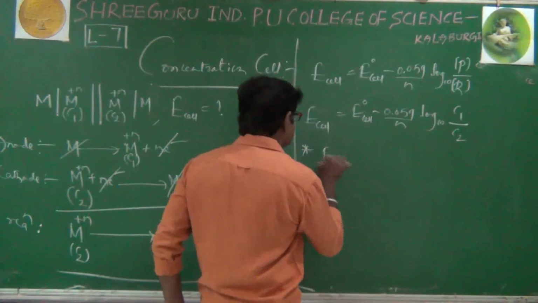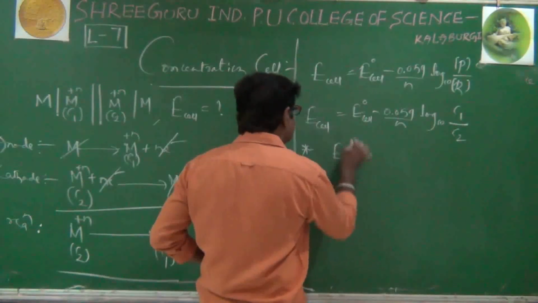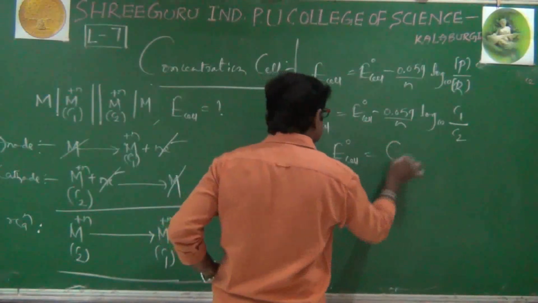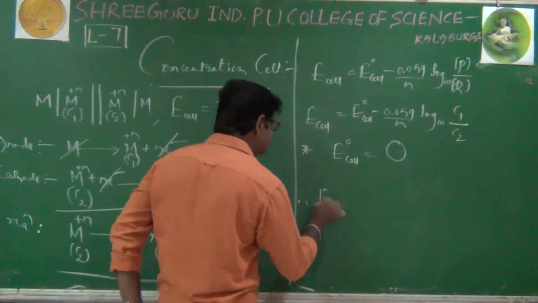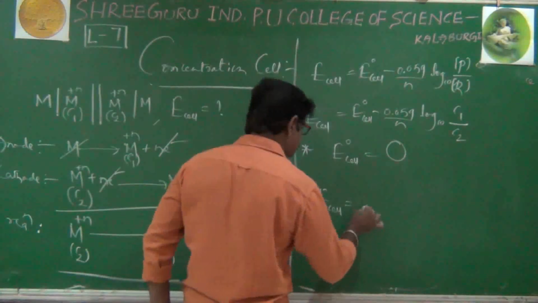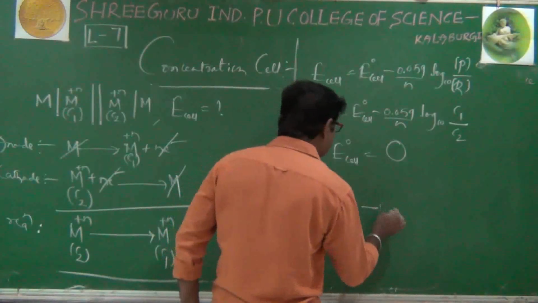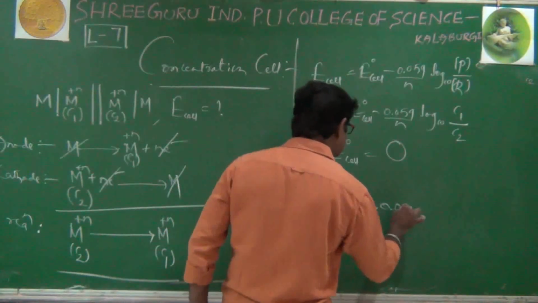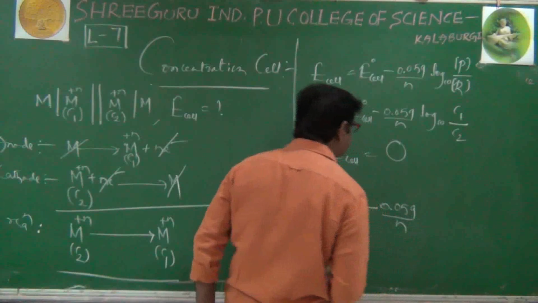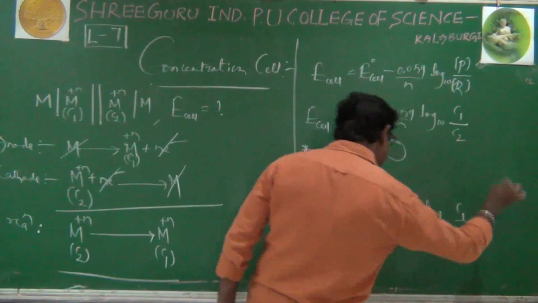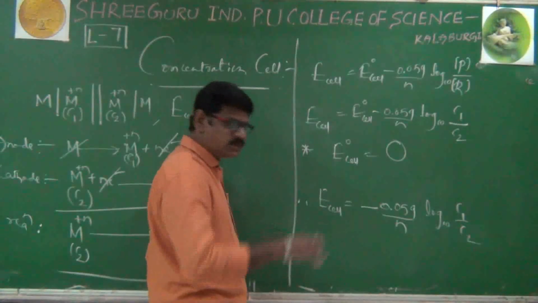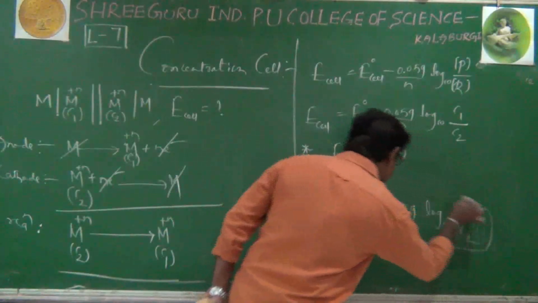Therefore, here for E cell, we write the E naught cell value for a concentration cell as 0. Therefore, E cell is equal to minus 0.059 by n log base 10 C1 by C1... C1 by C2. Otherwise we'll do it like this. It is also a final formula.